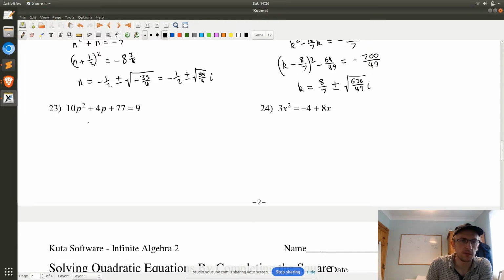10p squared over 4p at 77 equals 9. So I'm going to take away 77 from both sides. So I'll have, as a result, negative 68. And then I'm going to half everything. 5p squared add 2p equals negative 68. Confirmed. Factor out 5, why not? And move it to the other side, please. So negative 68 over 5.